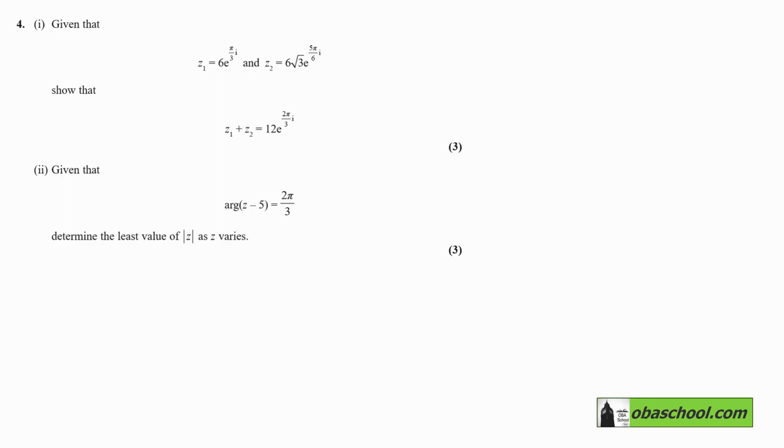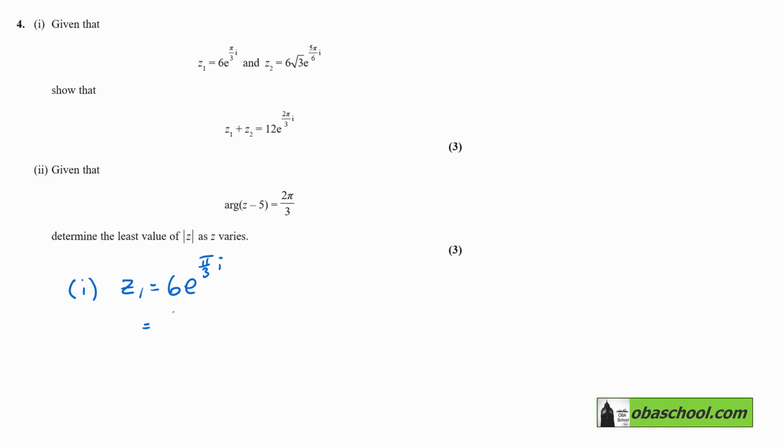We're given that z1 is equal to 6e to the pi by 3i, and z2 is equal to 6 root 3 e to the 5 pi by 6i. We want to show that z1 plus z2 is equal to 12e to the 2 pi by 3i. So let's start off with z1 being 6e to the pi by 3i.